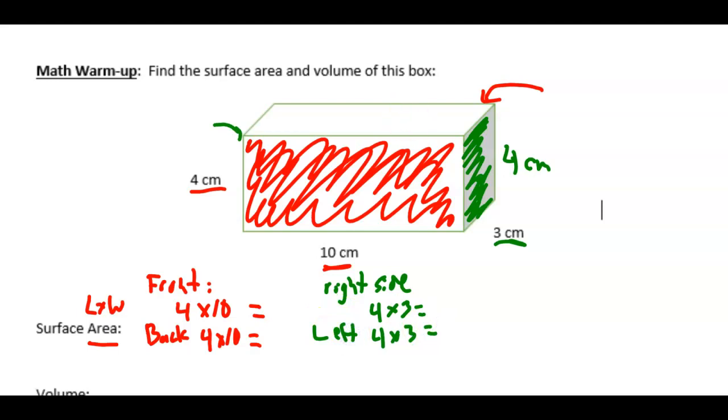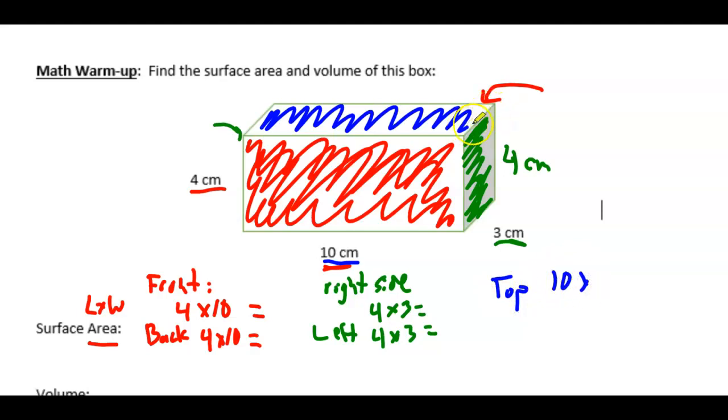Okay. And then we have the top. Let's make the top blue. The top of the box, this long side here is 10. So the top of the box is 10, and then the short side right here, this angled side, is going to be the same as the angled side on the bottom, which was 3. So 10 times 3. And the bottom of the box is going to be exactly the same. Okay, so any box that has 6 sides, front, back, left and right, top and bottom.